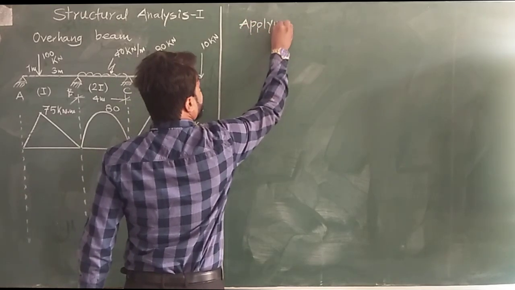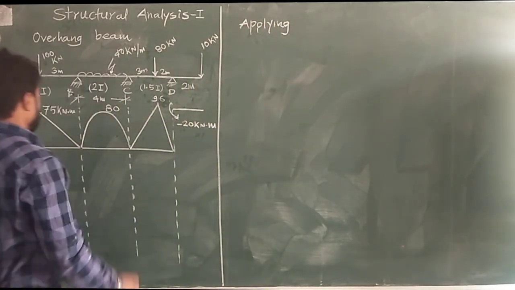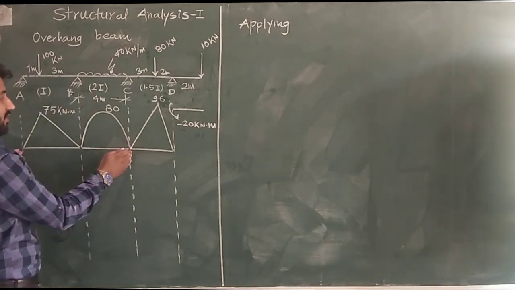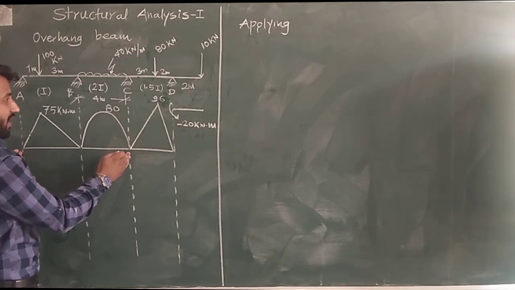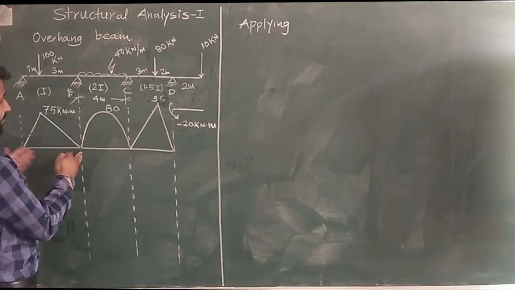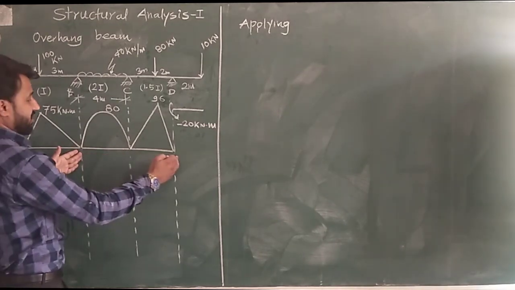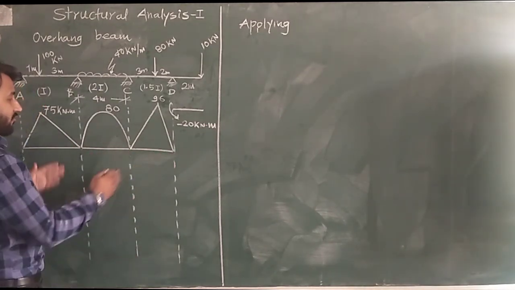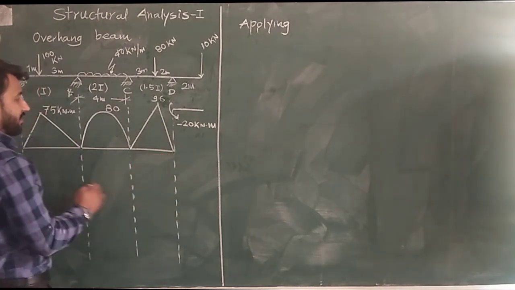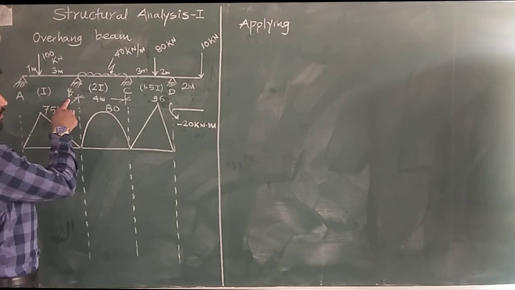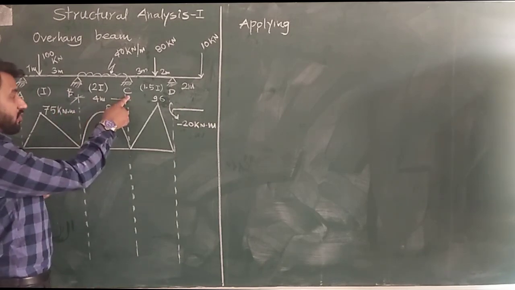So as we have discussed earlier, we have to first consider these first two spans. We will apply the three moment theorem to span A, B, C, and one equation will form. Then we will apply the three moment theorem over the span B, C, D, and another equation will be generated, and in that equation two unknowns will be there: moment B and moment C.